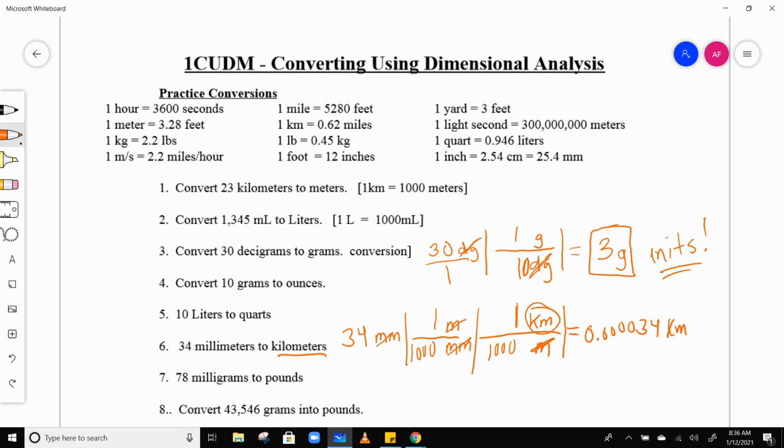Okay, another way to do this is to use scientific notation because this is a really big number, right? So we can make this 3.4 times 10 to the 1, 2, 3, 4, 5, to the negative fifth.